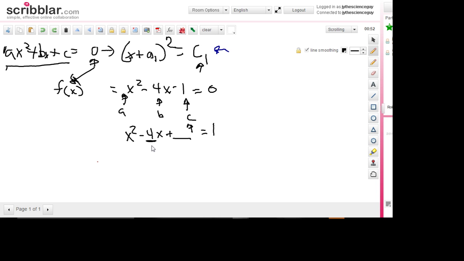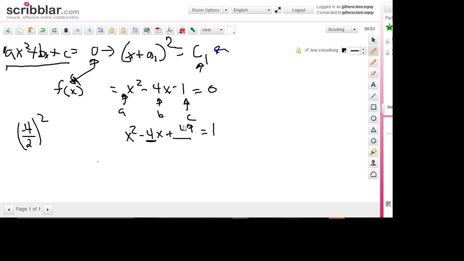That middle term there, I take that number, I divide it by 2, and then I square it. So I can complete the square. That's how you complete the square. Okay. So, divide it by 2 and then square it. That's how you complete the square. Okay, so what's negative 4 divided by 2 and then squared? Negative 2 and squared will be 4.